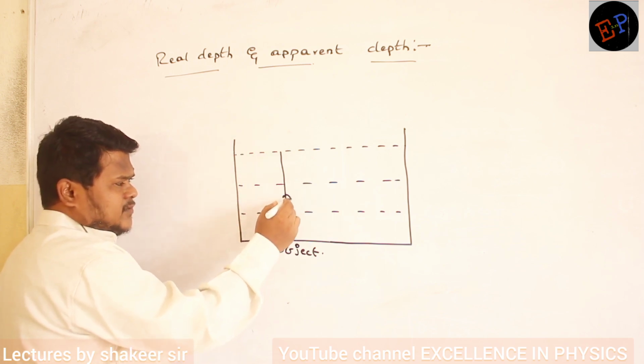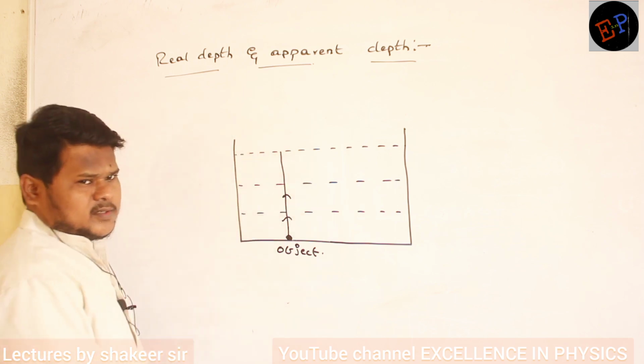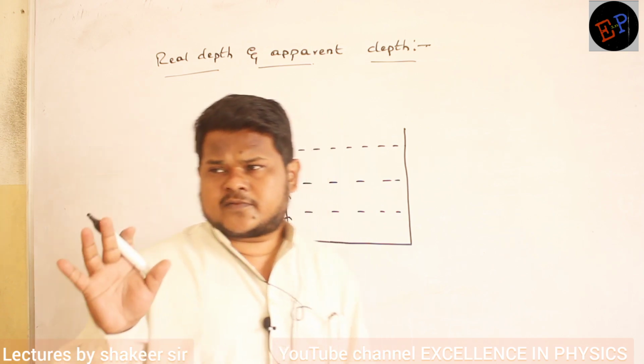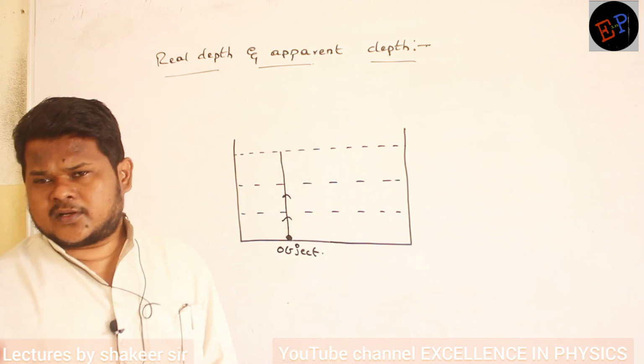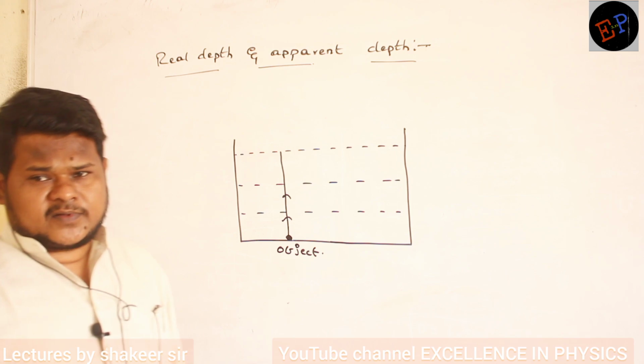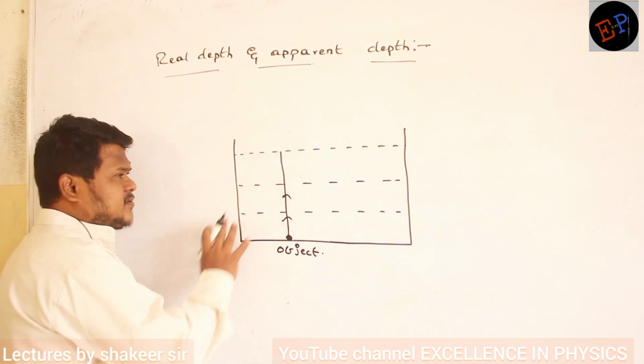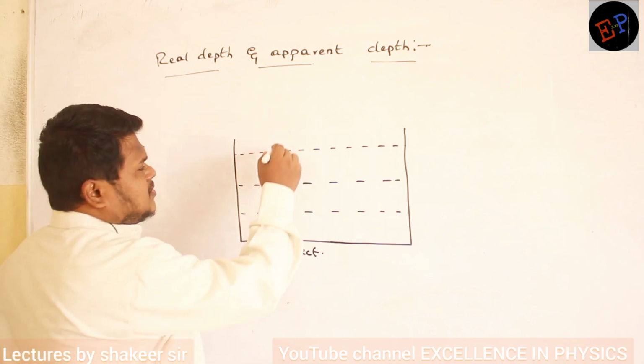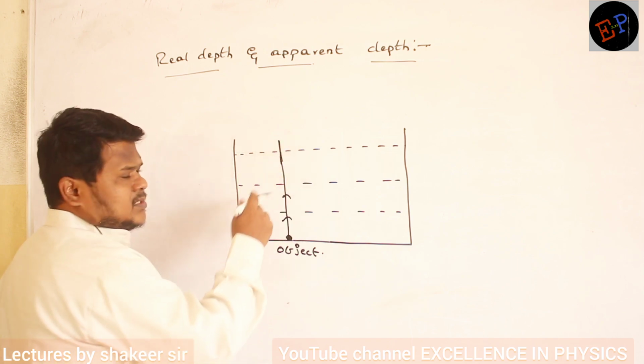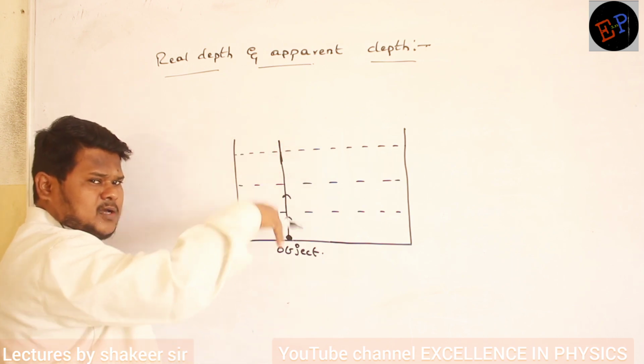Now this light ray, will it suffer any deflection or not? Will it suffer any deviation from its original path, or will it not suffer any deviation? It will not suffer any deviation. What is the reason? This is the normal also, no? This light ray becomes the normal also.